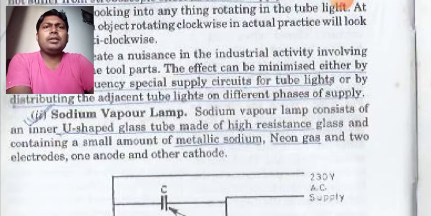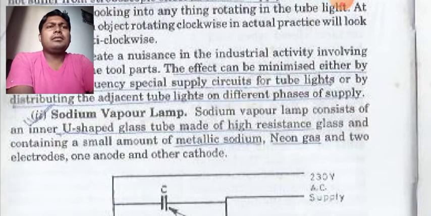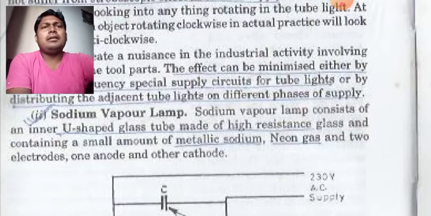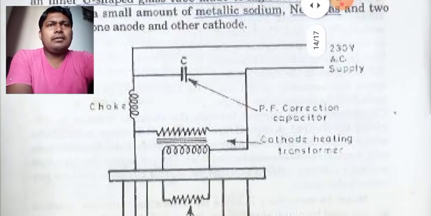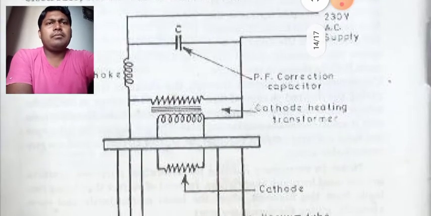Neon gas and two electrodes, one anode and the other cathode. So the components inside this glass tube are your neon gas and two electrodes. One is your anode, the other one is your cathode, and a small amount of metallic sodium is used. So this is the diagram for the sodium vapor lamp.